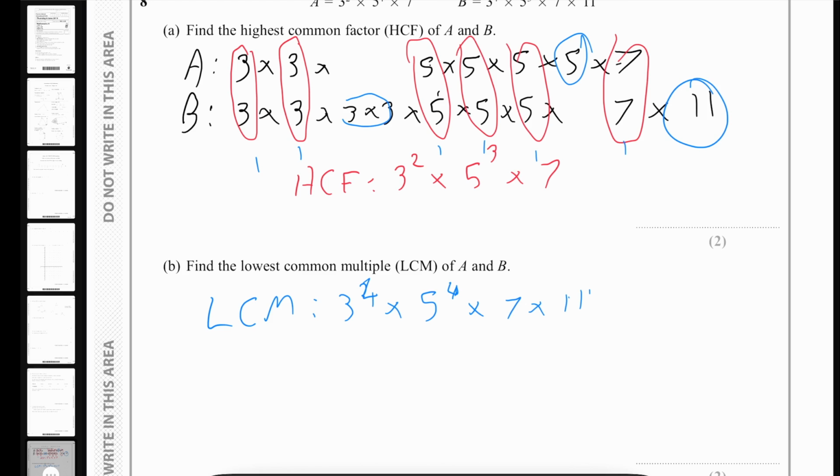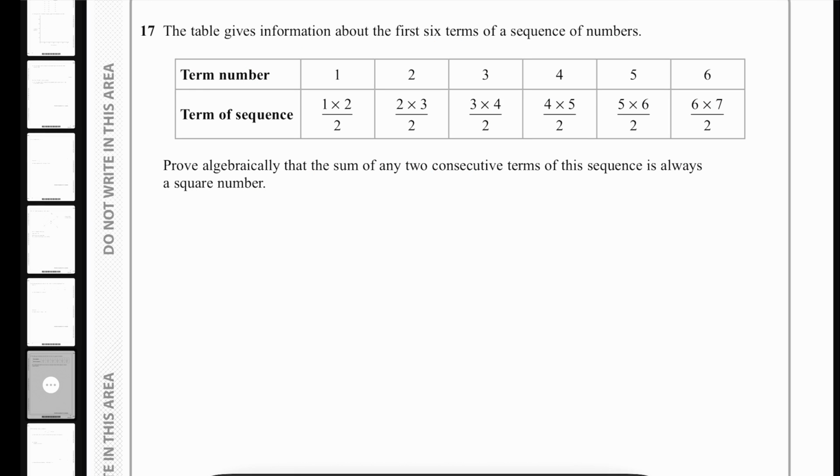11. Prove algebraically that the sum of any two consecutive numbers of this sequence is always a square number. Alright, so we know that the nth term is describing my number pattern. So that is my first term. My second term would then just be n plus 1.